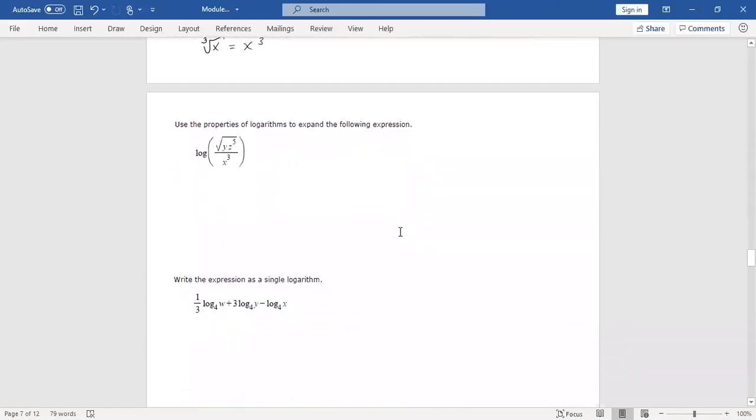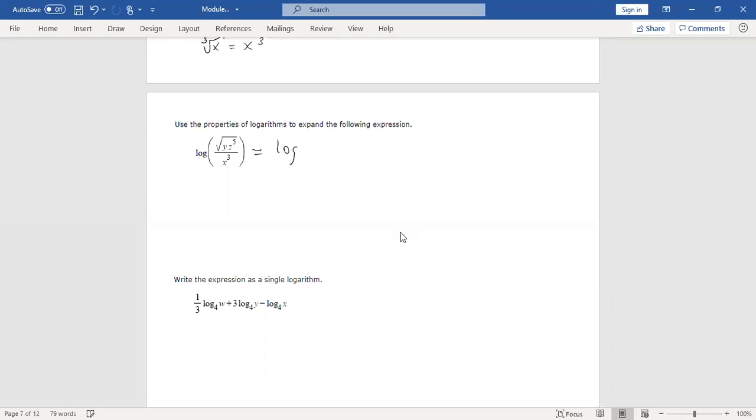So now here, we have to use the properties of logarithms to expand the following expressions. So here we have the log of the quantity, the square root of y z to the 5th over just x cubed. So we have a lot of properties that we're going to deal with in this case. So the first thing that I'm going to do is go ahead and use the quotient rule. The quotient rule says when we're dividing, and you can see that we're dividing the square root of y z to the 5th by x cubed. So remember, the quotient rule means subtraction.